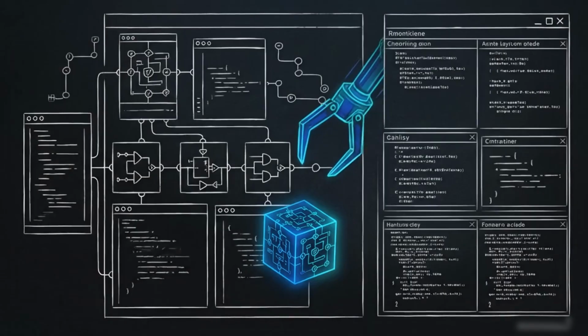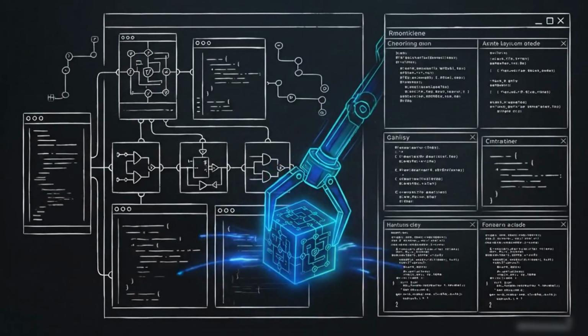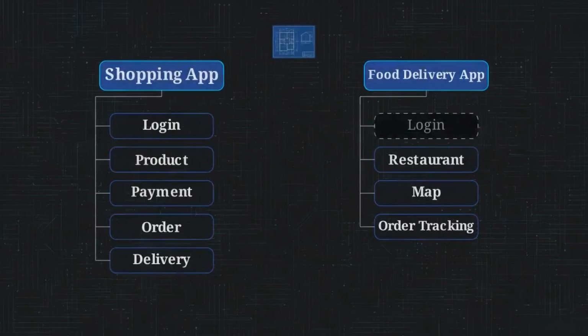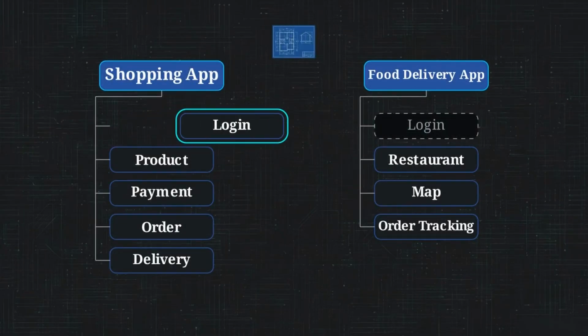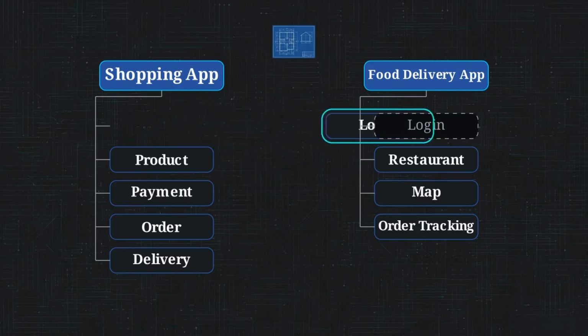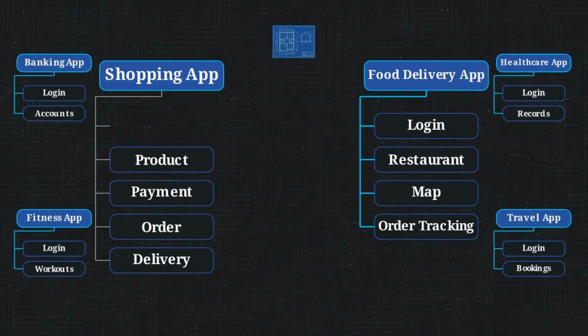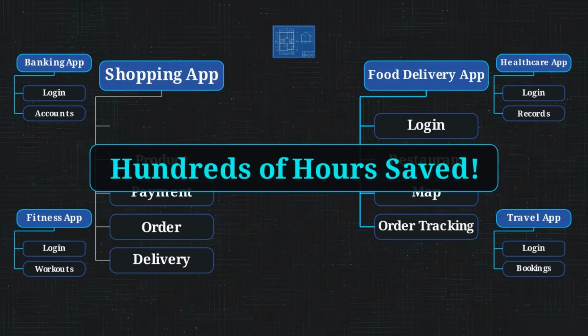Building software in these separate, self-contained pieces is called modular design. Doing it this way ensures that if one piece needs to be fixed, you don't have to rewrite the entire program. Watch as the login module detaches from our shopping app. Because we planned it out as an independent piece, we can pull it out and slot it into the structure for a completely different project, like a food delivery app. This is what we call reusability. By letting a module plug into multiple different projects, we save the hundreds of hours it would take to build that same logic from scratch every single time.